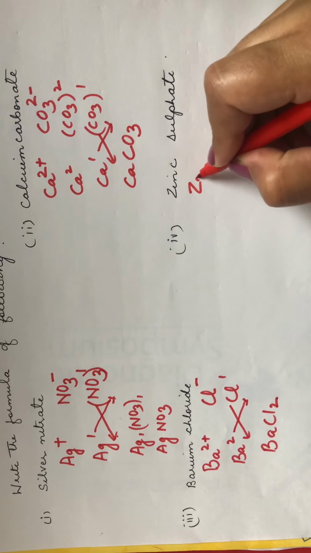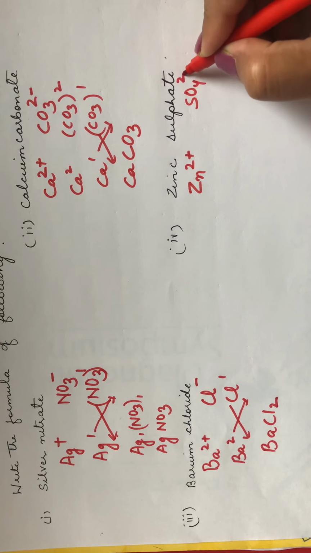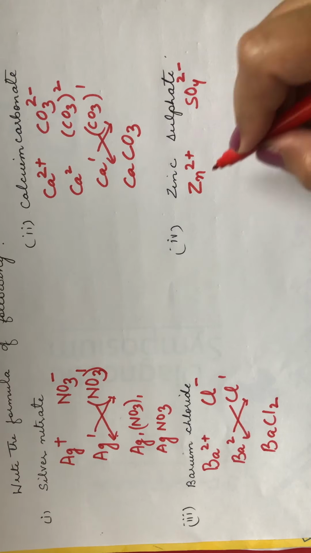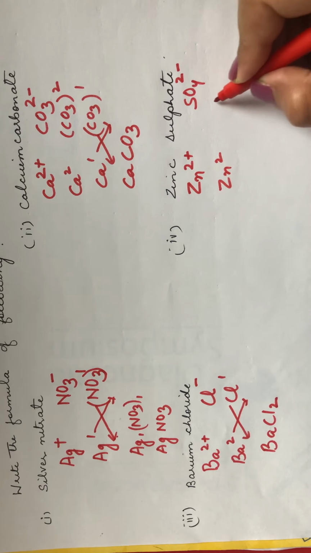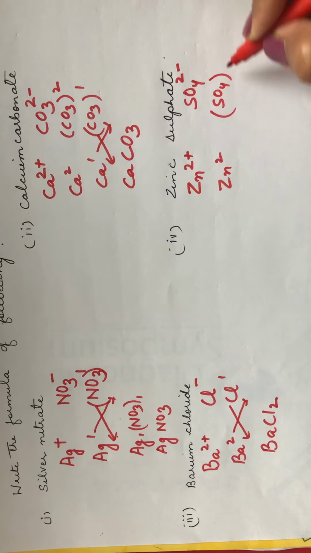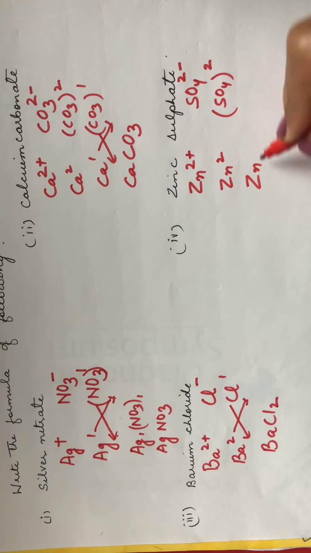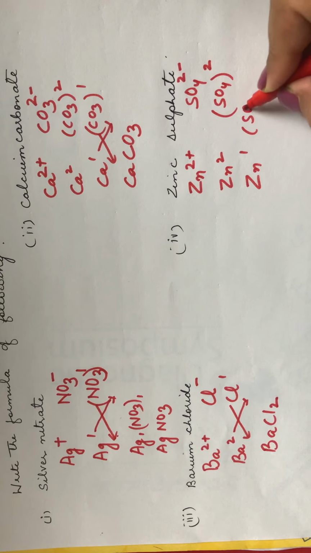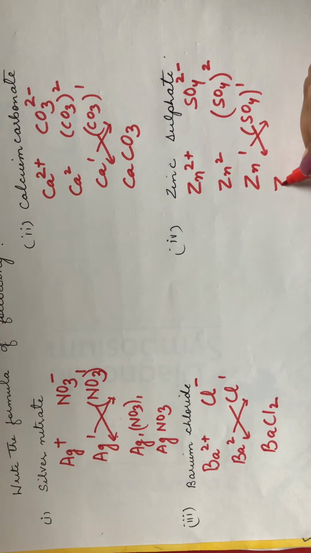So here zinc is 2 positive. You have to keep in mind that sulfate has 2 negative charge and zinc has 2 positive charge. Convert them into numbers, keep these complex ions in brackets, take out the common factor, that is 2, and it will come like this. Then crisscross the valencies like this.